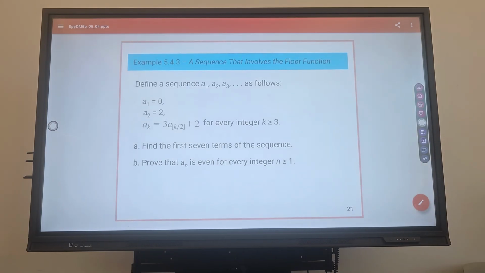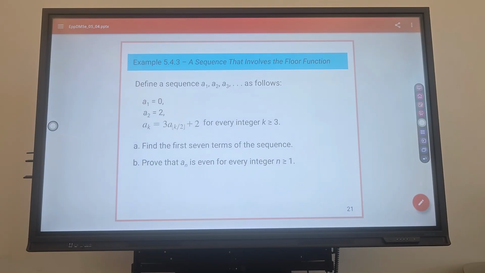Now for another sequence that involves the floor function. Find a sequence A as follows. A sub 1 is 0, A sub 2 is 2, A sub k equals 3A sub the floor of k over 2 plus 2 for every integer k greater than or equal to 3. Find the first 7 terms of the sequence. Prove that A sub n is even for every integer n greater than or equal to 1.